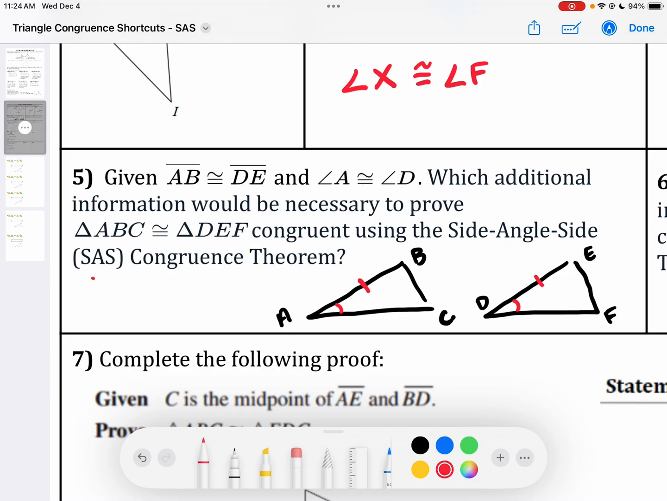We have to identify what additional information would be necessary to prove that the triangles are congruent using side, angle, side. I have a side and I have an angle, which means I want the other side that is surrounding the angle. To identify this, I'm going to put my pen on the vertex of the angle at point A. The side I already have is AB, so I'm going to go to the other side of the angle, which is AC.